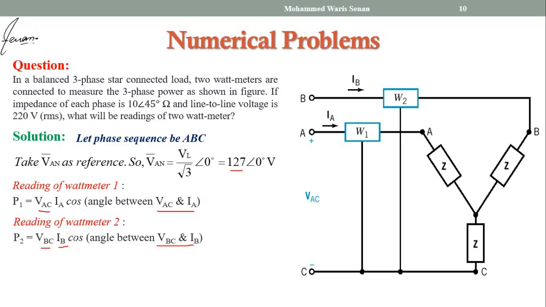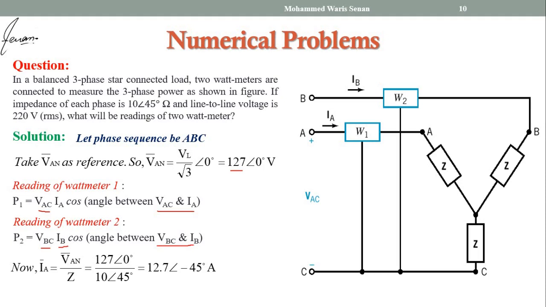So let us find these quantities, starting with the value of current IA. From the diagram, this line current will be the same as the phase current because it is a star connected load. So the phase current IA will be equal to the phase voltage VAN divided by the impedance. That is equal to 12.7 angle minus 45 degree. So this is the value of the line current, which is equal to the phase current, 12.7 angle minus 45 degree.